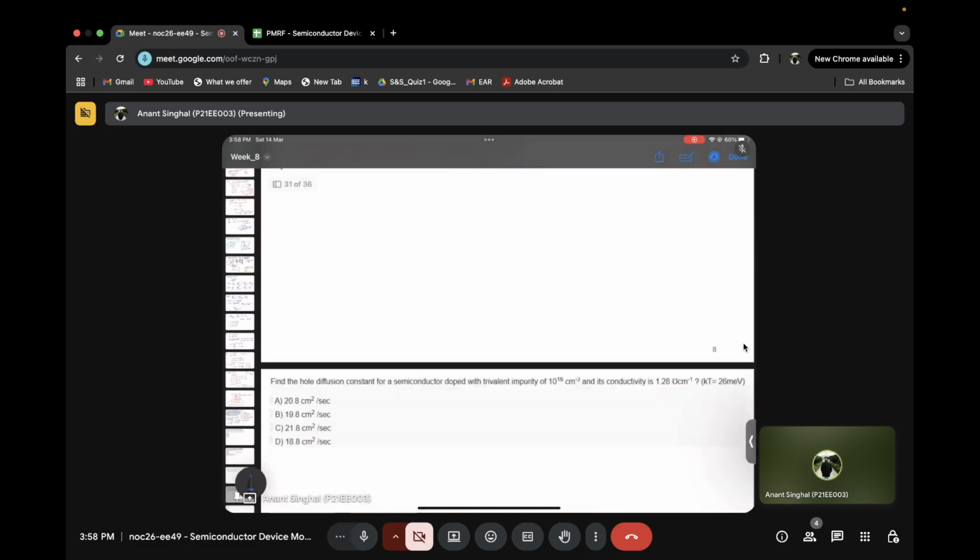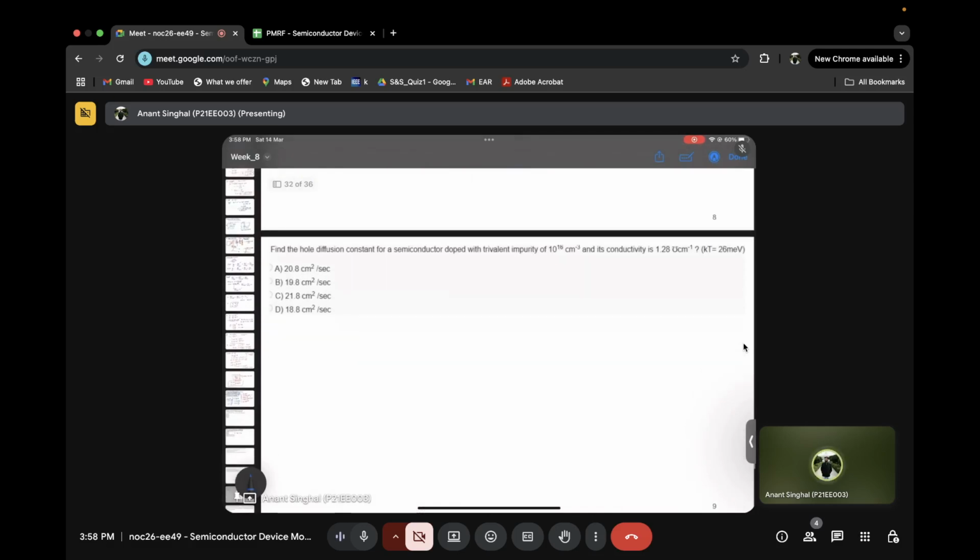Hope this is clear. So let's move to a certain numerical. Okay, so this is an easy question. Try this out. It says find the hole diffusion constant, which is Dp if you remember the formula. So Jp is q Dp dp over dx, where your Dp was nothing but mu and Vt.